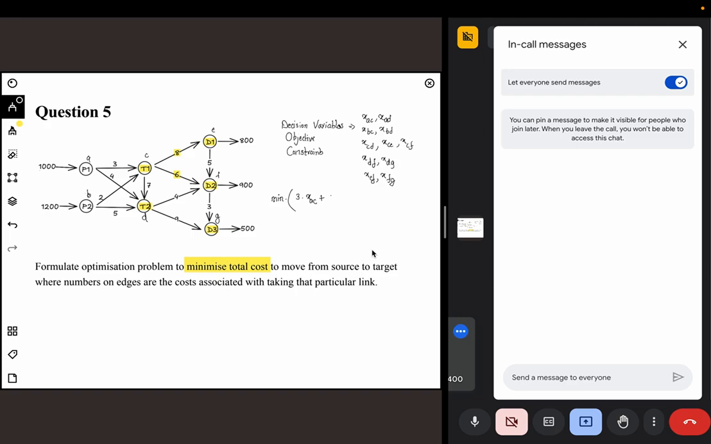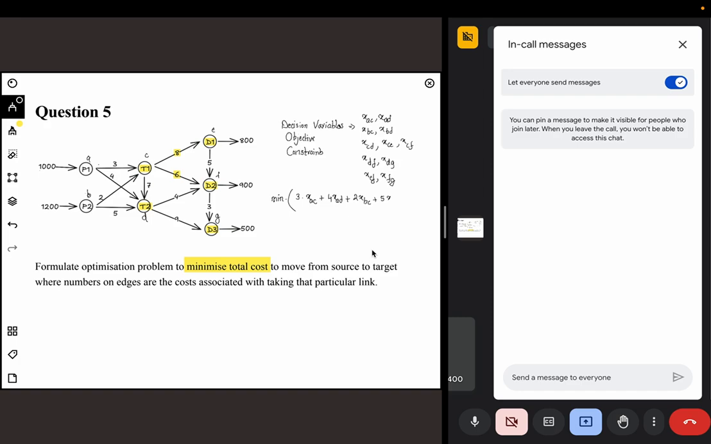No, okay, 6 times XCF. That is, it will be everything else, right? 3 times XCAC plus 4 times XCAD plus B2C is 2 times XPC. If you see, if you take that particular route, this will be 1, cost will be added. If you do not take that route, X will be 0 and cost will not anyway be added into that. That's why we are choosing X in such a way that it will be 1 if we take the route and 0 otherwise.